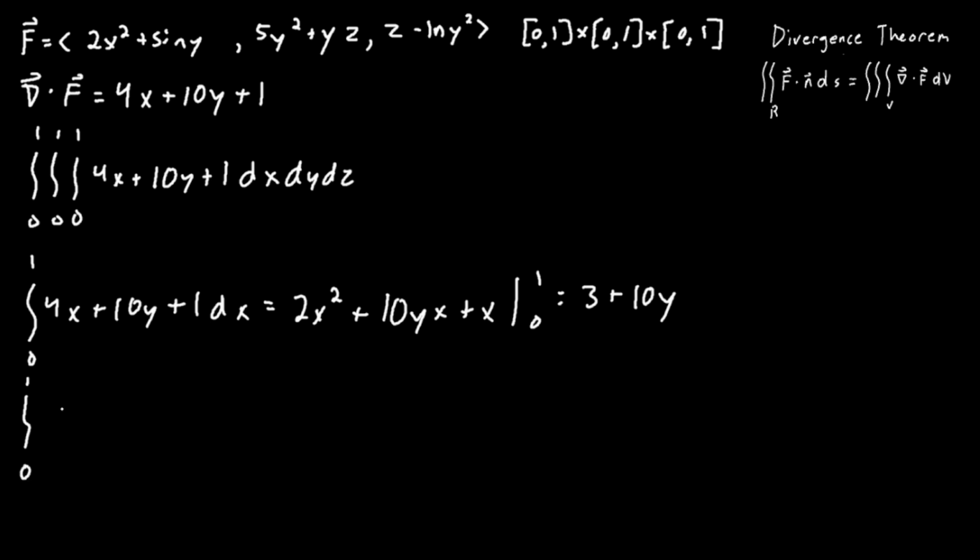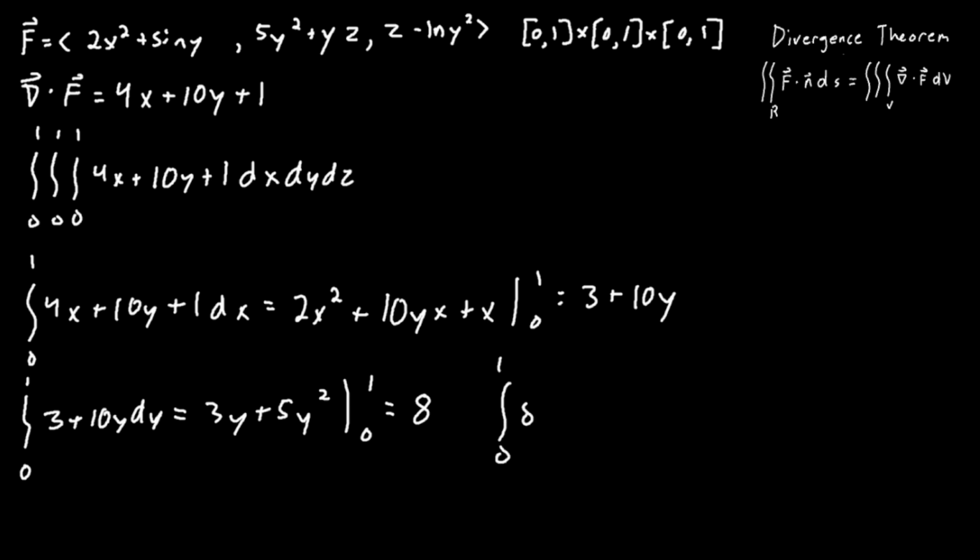Now we integrate with respect to y. So we have 3 plus 10y dy is equal to 3y plus 5y squared from 0 to 1. And this just equals 8. And if you integrate 8 with respect to z, you just get 8z from 0 to 1, which is just still equal to 8. So 8 is our answer here.